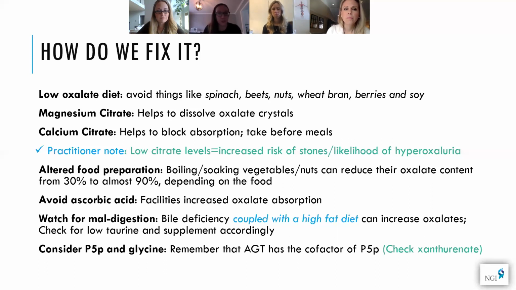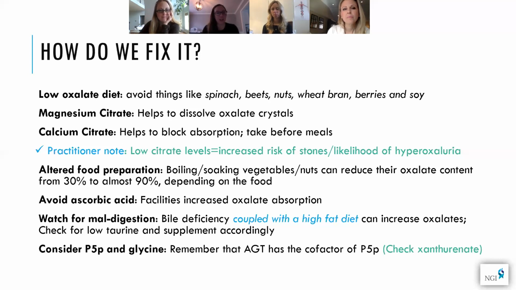The good news too in terms of diet is that how you prepare certain foods can actually reduce their oxalate content pretty significantly depending upon the food. So boiling, soaking, those things can help to pull some of that oxalate content out so that you can still enjoy some of your favorite foods and not go over your point or your milligram level, depending upon what kind of personality you have.